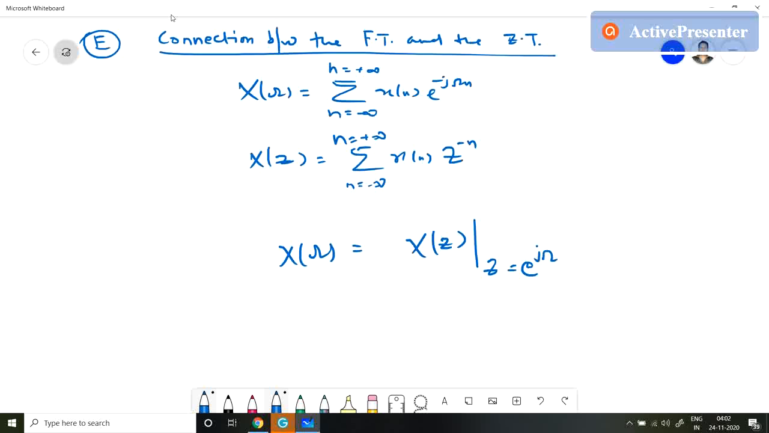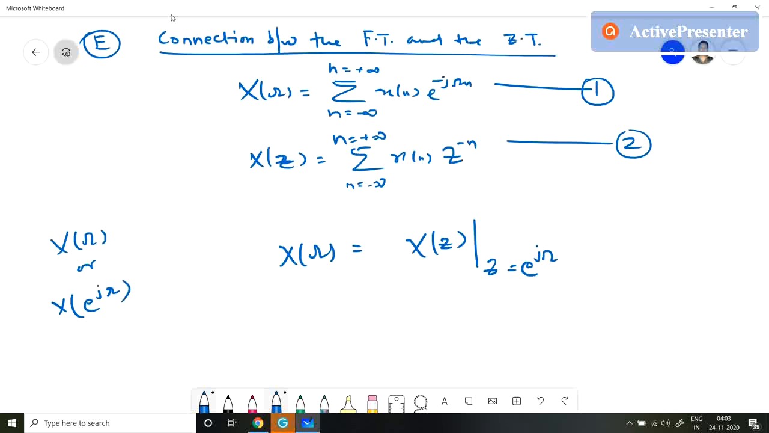Let this be equation number 1 and this be equation number 2. Since the summation in equation number 2 is denoted by X(z), the summation in equation number 1 must be denoted by X(e raised to the power jΩ). So obviously X(Ω), or we can write it as X(e raised to the power jΩ), is the same thing.